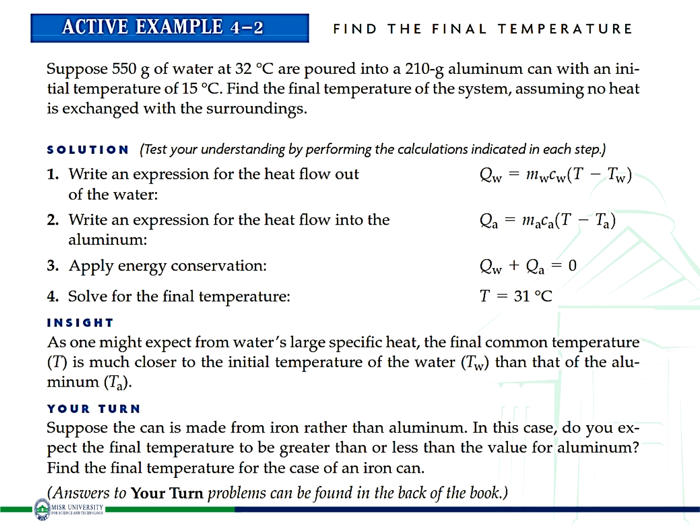Another key point is this Active Example 4-2. This is where we take the concepts we've been discussing, particularly calorimetry and specific heat, and apply them to a real-world problem. It's like putting our physics toolbox to good use. The problem asks us to find the final temperature. Let's read it carefully. Suppose 550 grams of water at 32 degrees Celsius are poured into a 210-gram aluminum can with an initial temperature of 15 degrees Celsius. Find the final temperature of the system, assuming no heat is exchanged with the surroundings.